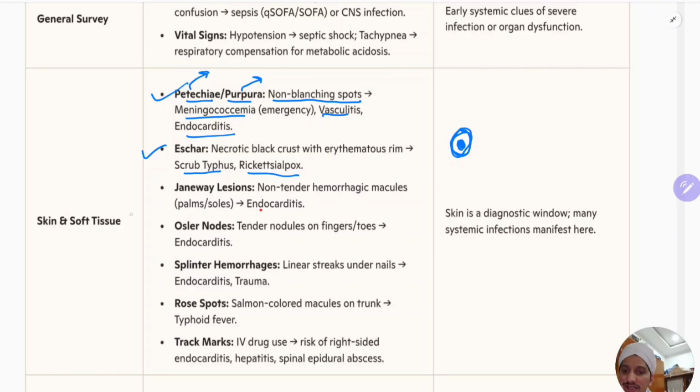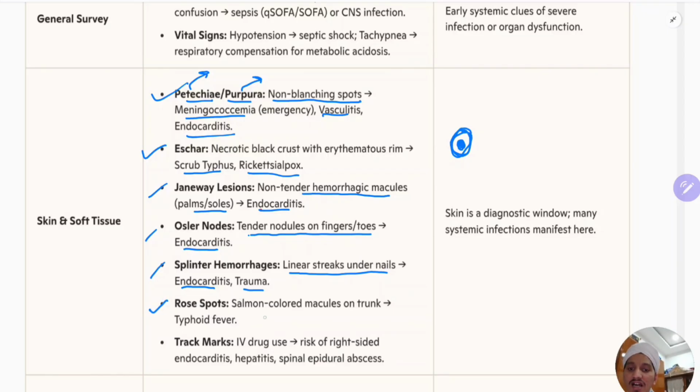Then these three: Janeway lesions, Osler nodes, and splinter hemorrhages are because of endocarditis. Janeway lesions are non-tender hemorrhagic macules on the palms and soles that indicate endocarditis. Osler nodes are tender nodules on fingers or toes. Again, that is endocarditis. Splinter hemorrhages are linear streaks under nails. They indicate either endocarditis or trauma.